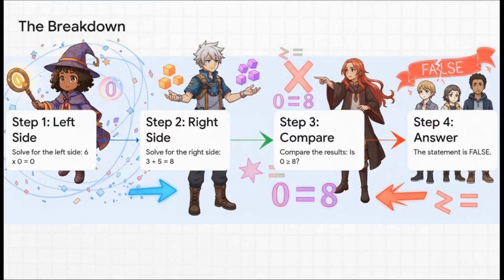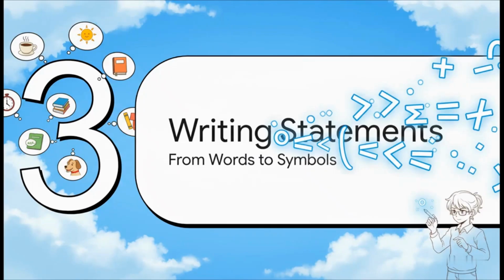Let's walk through it. On the left side, 6 times 0, well, that's easy, it's 0. And on the right side, 3 plus 5 gives us 8. So the real question this statement is asking is, is 0 greater than or equal to 8? No way! So this one is false. This is so important. Always simplify both sides first. Then you can compare. Awesome job.